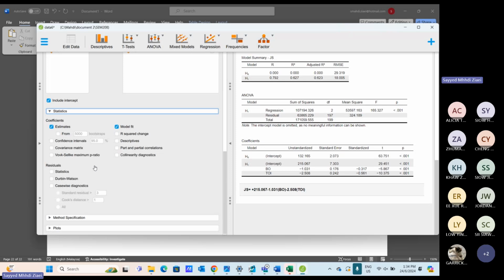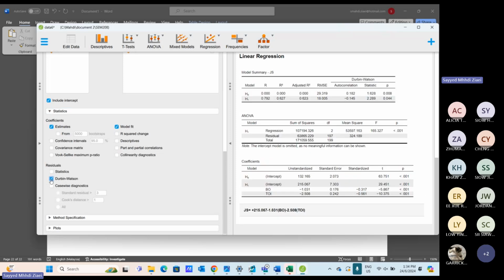For example, if you want to find the Durbin-Watson, which is employed for autocorrelation, you can find Durbin-Watson here. The Durbin-Watson information is given. So Durbin-Watson for the first is 2.289, which is close to 2. So it means we don't have a problem of autocorrelation. If the value of Durbin-Watson is close to 2, it means we don't have a problem. If close to 1 and 3, it means we have a problem of autocorrelation.